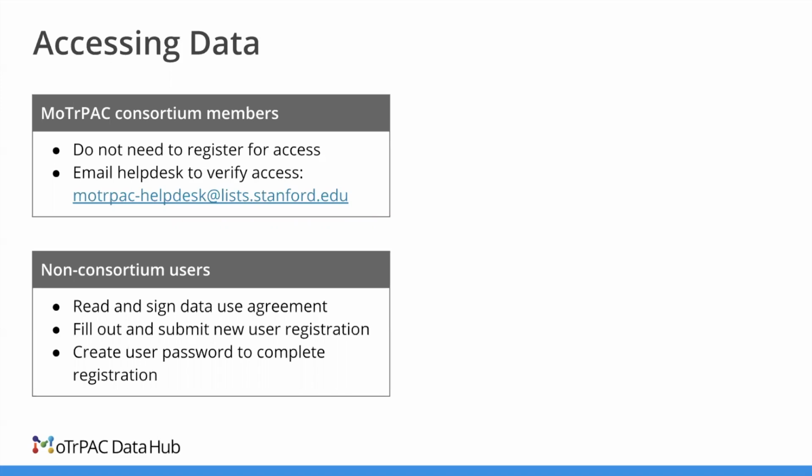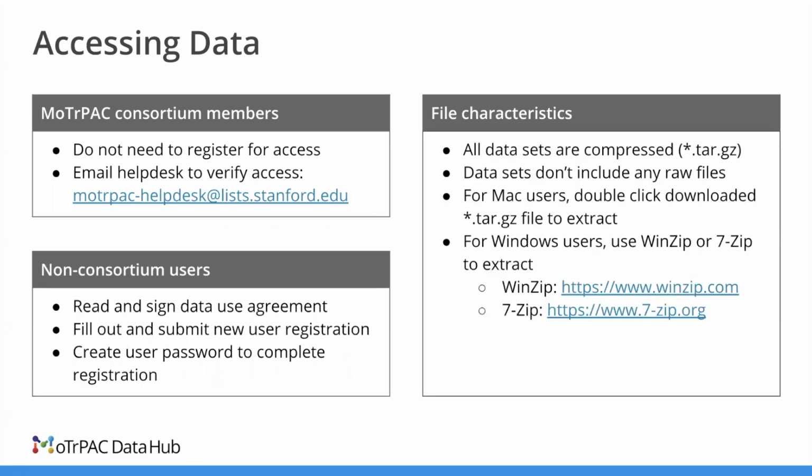This involves signing a data use agreement that specifies the terms for data usage, filling in your specific information, and creating a user password. Before we move on to a demonstration of how to access and download the data, I just want to mention a few file characteristics that you can see here on your right.